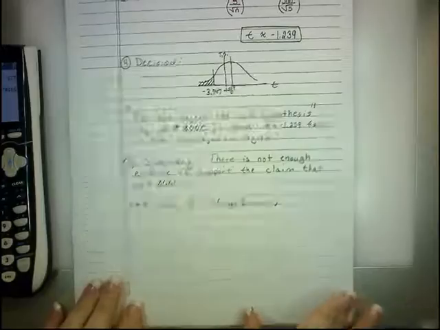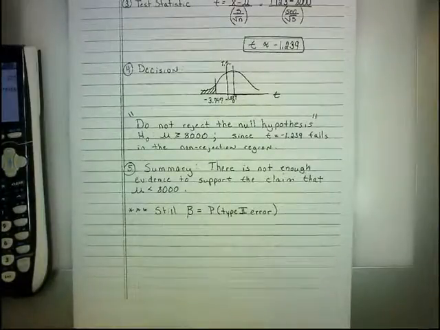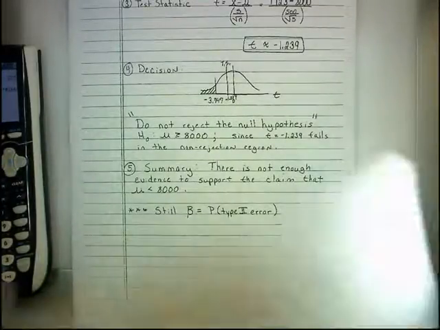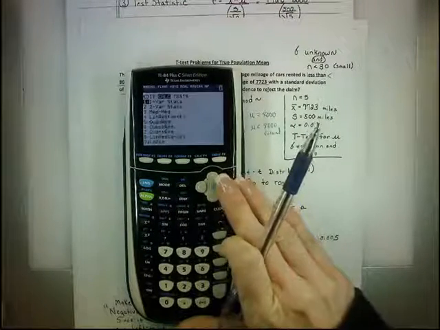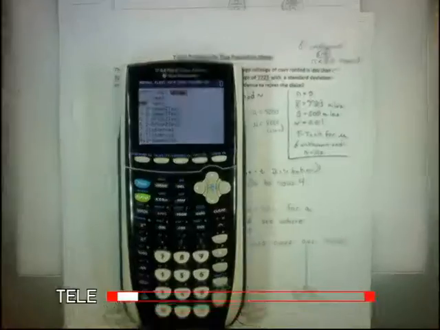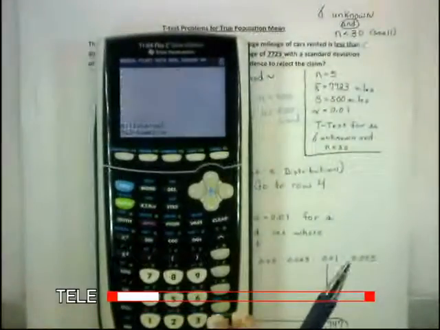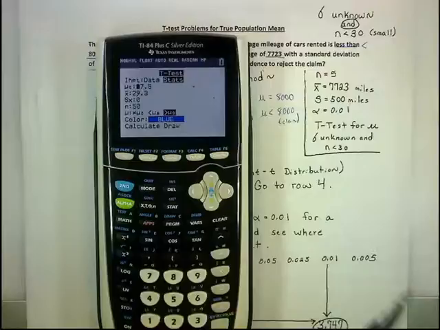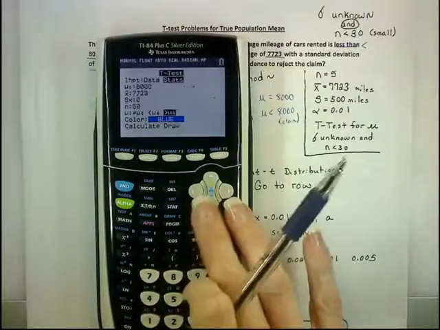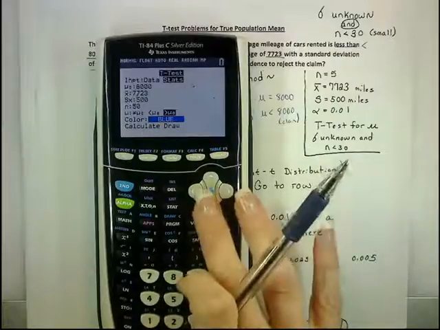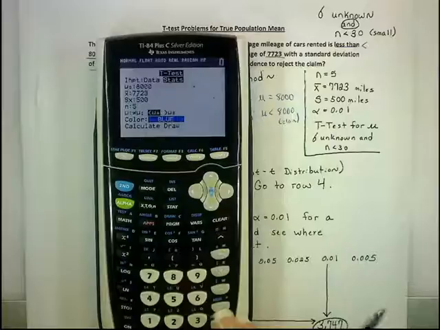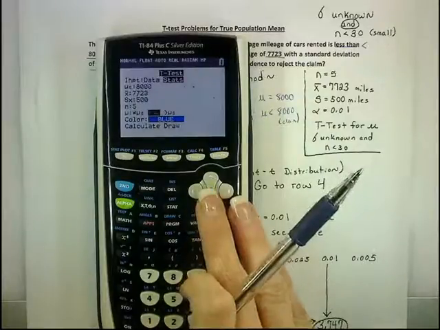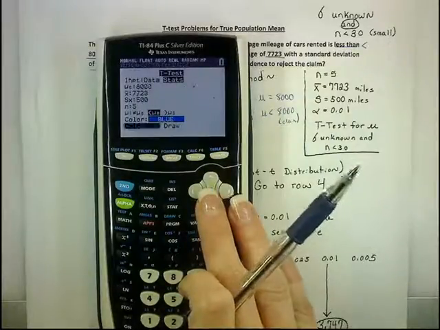Next problem. Well, let's put this one in the calculator. Stat and test. And it's a t-test. The claim is 8,000 from step number 1. The sample mean is 7723. Sample standard deviation 500 miles. Sample size 5. It was left-tailed, so less than claim, less than mu sub 0 in the middle. And then calculate.